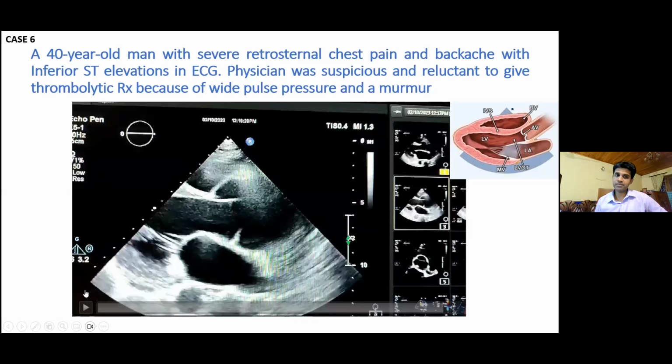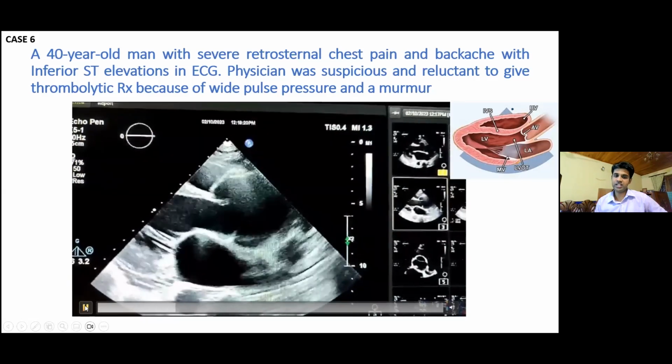So this is case number 6. Again, a very interesting case, I would say, but unfortunate from the patient's perspective. A 40-year-old man coming with severe retrosternal chest pain and backache with inferior ST elevations in the ECG. So understandably, we would have rushed to do thrombolysis here. But the physician there was quite suspicious and reluctant to give thrombolytic treatment because of the presence of wide pulse pressure and a murmur.